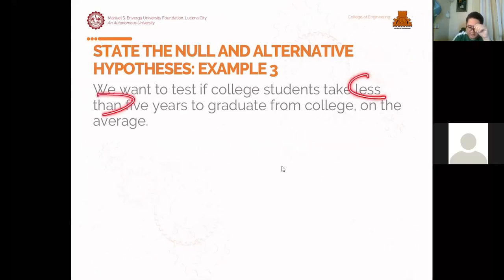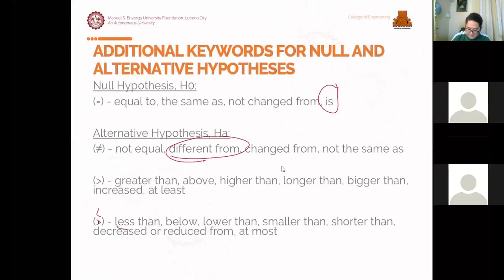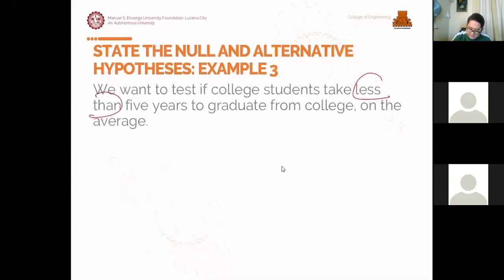So, si less than ay saan papasok si less than? Si less than ay sa alternative po. Alternative tayo. Okay? So, kung babalikan natin, si alternative natin is on the average, no? So, average natin is less than 5 years. So, ano ang magiging null hypothesis natin?